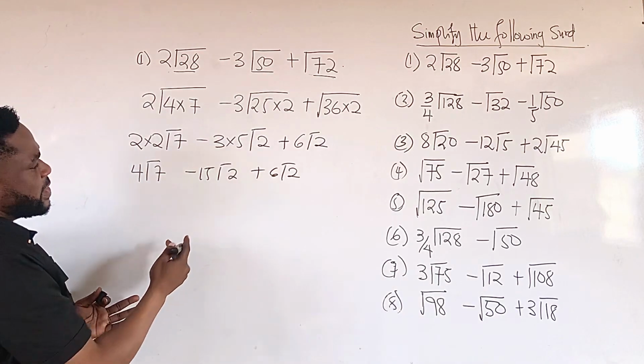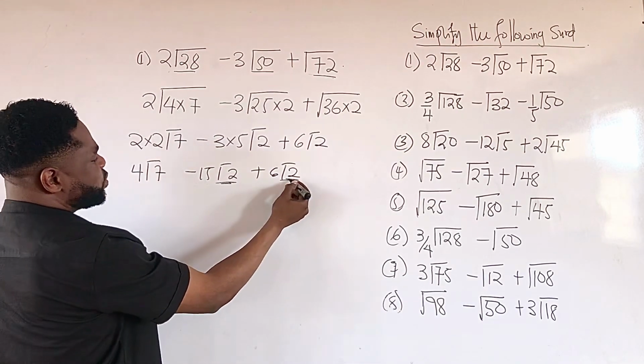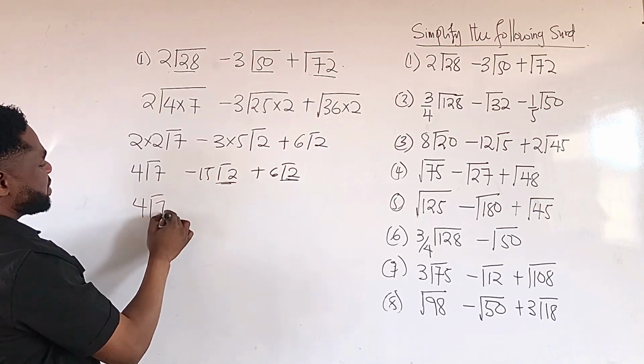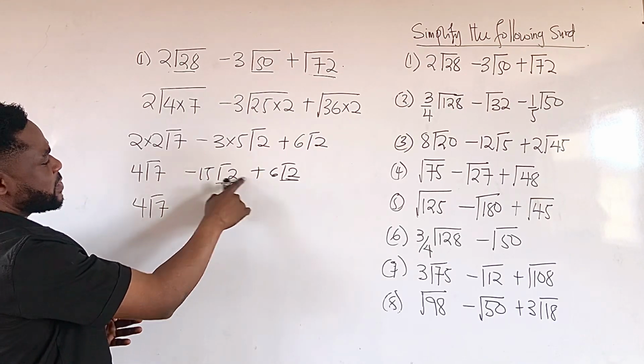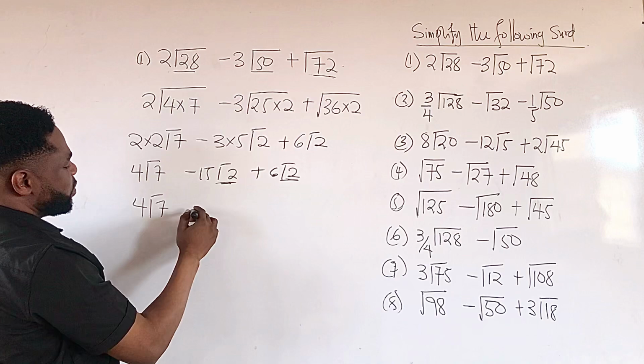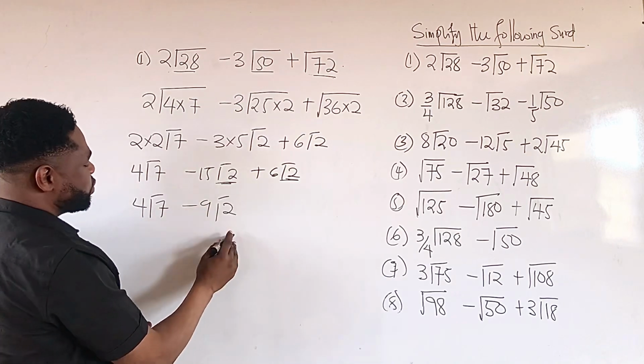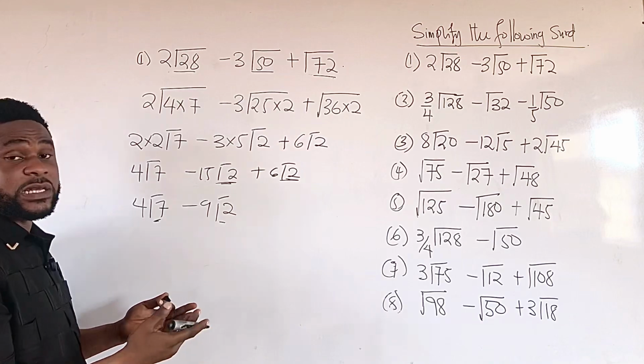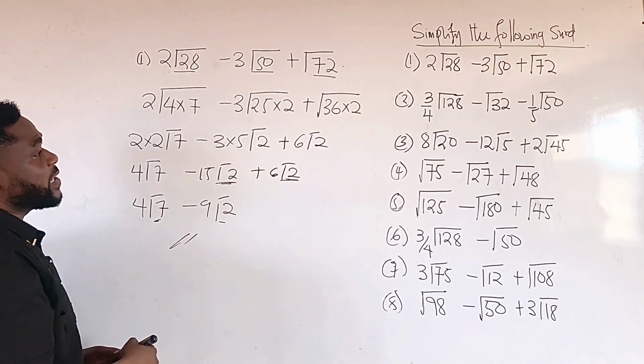Now what can we see here? We have root 2 here, root 2. We can add or subtract these. So we have minus 15 plus 6, which will give us minus 9 root 2. The 4 root 7 we cannot add or subtract because the numbers in the root are not the same. Therefore, this will be our final answer.